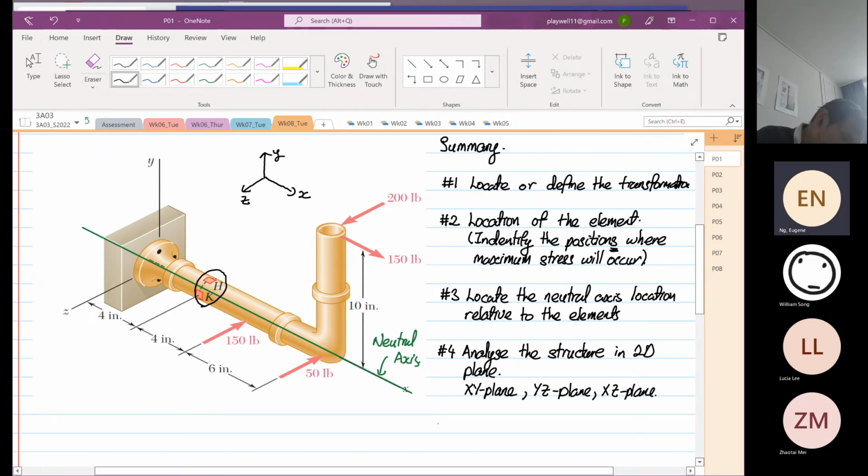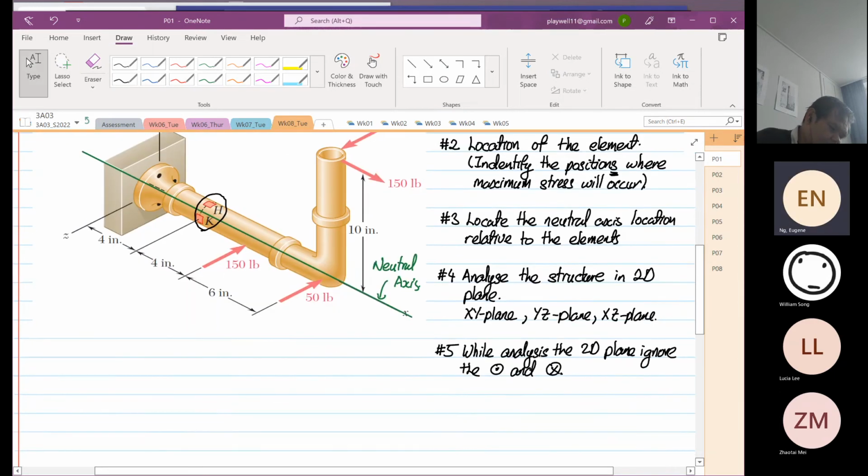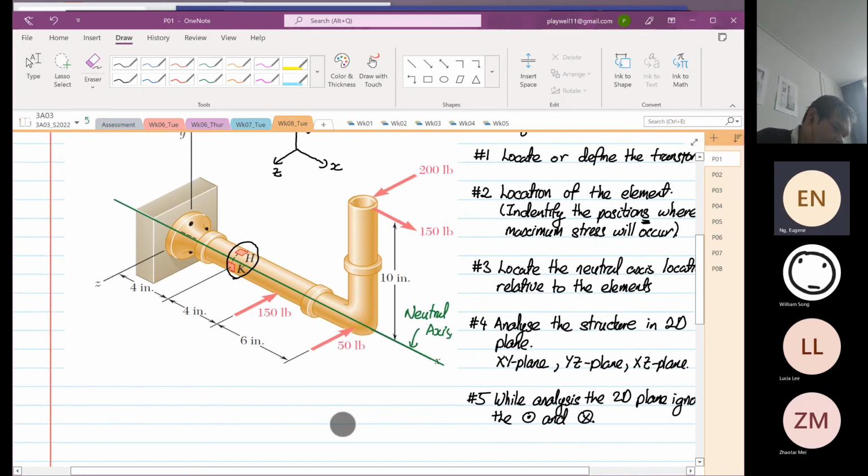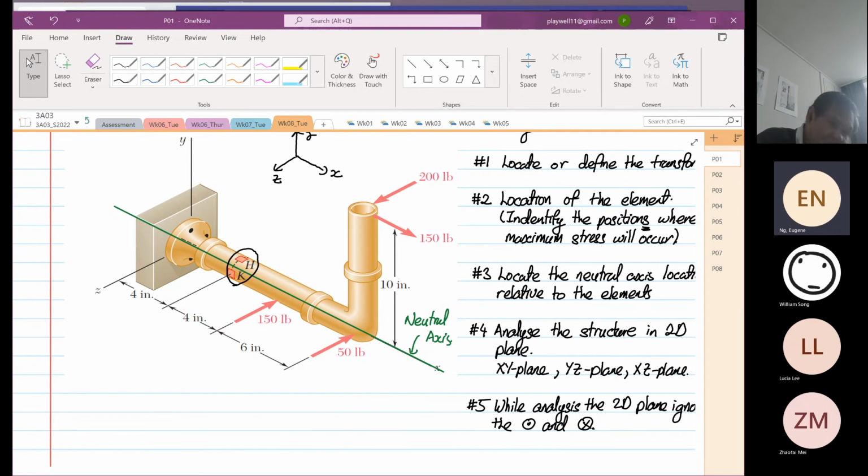Then the fifth thing to remember while analyzing the 2D plane, ignore the dots and crosses. Okay. So what we mean by that, I'll quickly review what we have done last week.